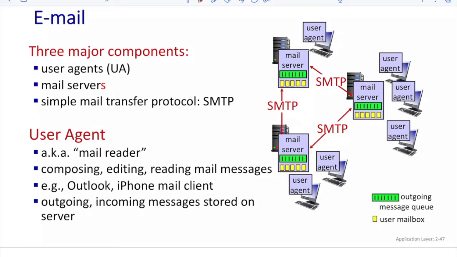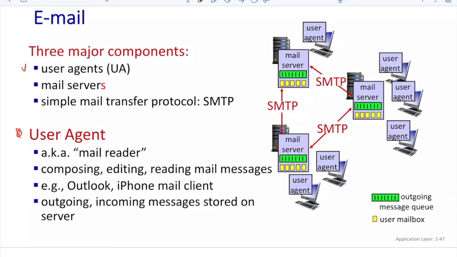Okay, so the first thing we'd like to introduce is UA, user agent. You have to install some programs, applications in your PC or in your mobile phone to receive or send messages. That is called UA, user agent, also known as an email reader, used to compose, edit, and read email messages.